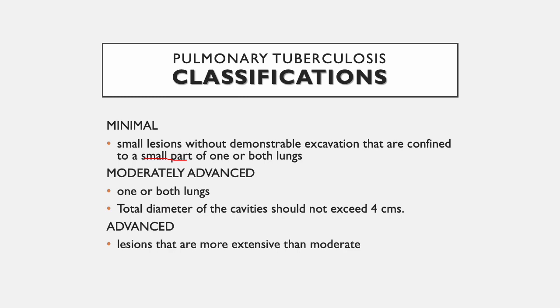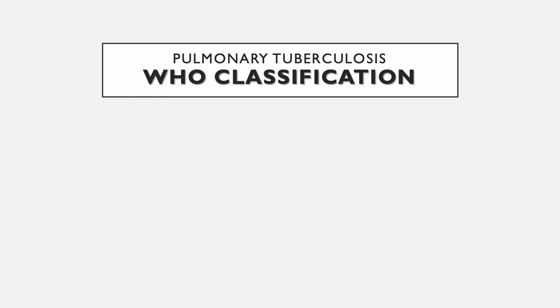Now, there are 3 classifications of pulmonary tuberculosis. You have minimal, moderately advanced, and the advanced. So, that depends on the degree by which it is infecting the client. Okay, so you have minimal, moderately, and advanced.